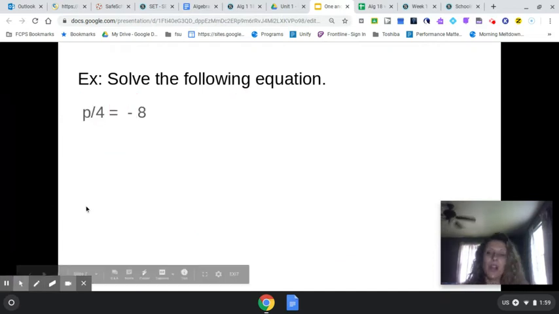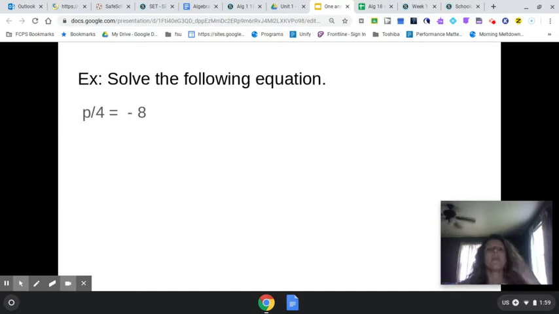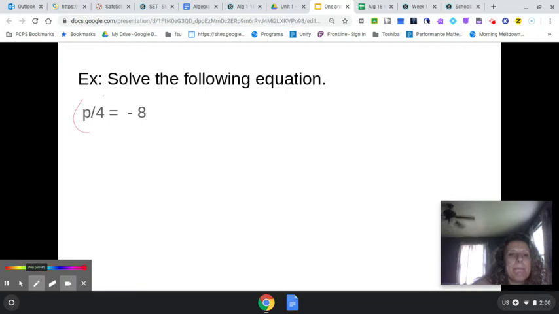All right, our next example says P divided by 4, or P over 4, is equal to -8. P over 4, again, over kind of means divide. So the operation that I see in there is division. So the inverse operation would be multiplication. So I'm going to multiply both sides by 4.